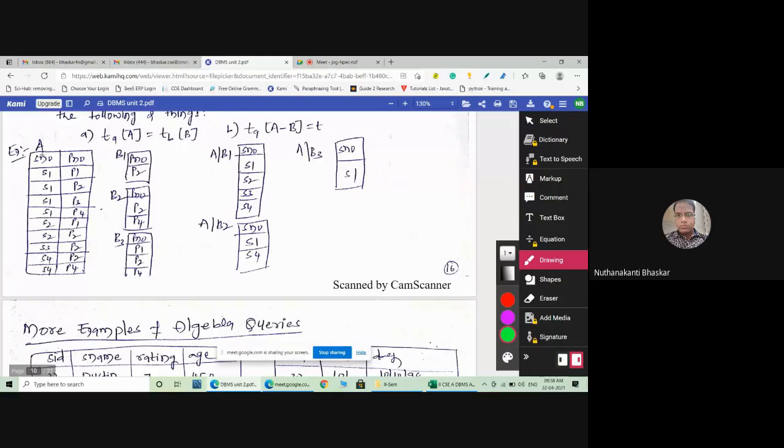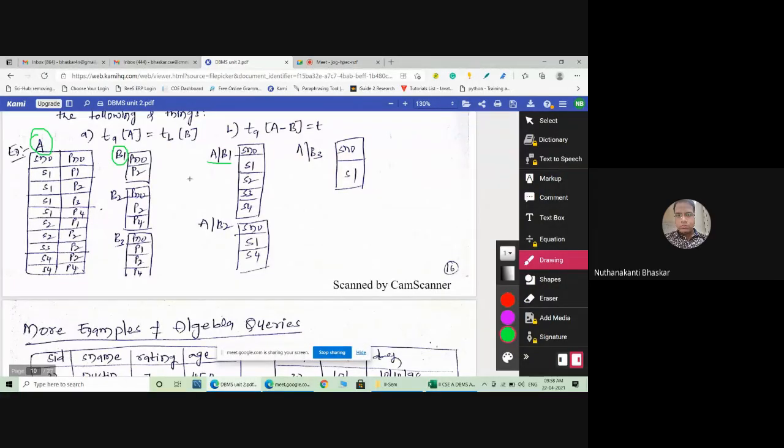Now, I want to perform A by B1. Here A contains serial number and phone number, and B1 contains only the phone number. This is the X attribute, this is the Y attribute. I want to divide with only phone number, so we can do that process. Please concentrate and work it out in your notebook, then only you can understand. I will ask A by B2 and A by B3 also. First understand how to do A by B1.